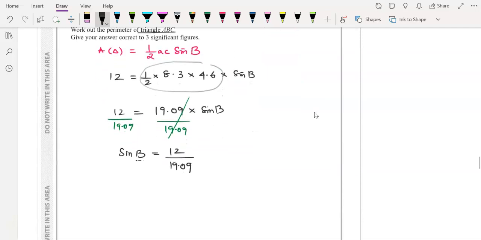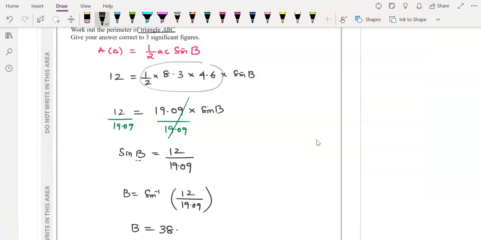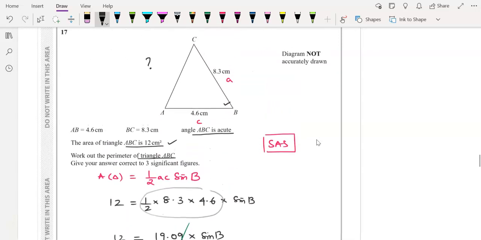I want to find the value of angle B. We take sine inverse of both sides. We get B equal to sine inverse of 12 over 19.09. So shift sine inverse 12 over 19.09. That gives me 38.947. So let's take it as 38.95, because since this is not my final answer, I will not round it to one decimal place. Now we have angle B, and they said angle B is acute, and we'll put the value here, so 38.95.